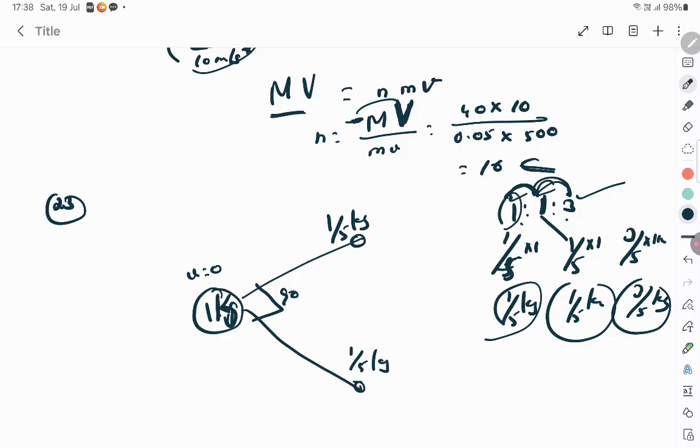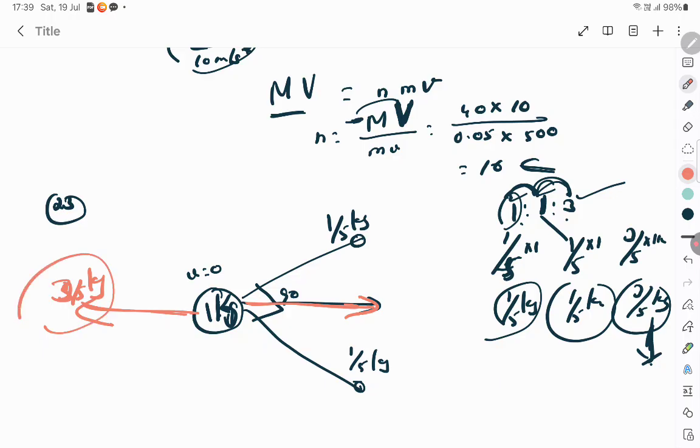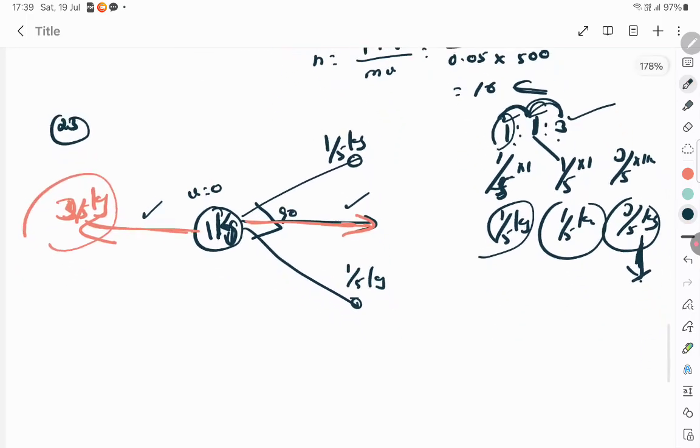What will be the velocity of the heavier fragment? Obviously this 3 by 5 kg, you should understand how it will fly. See, the resultant of these two equal fragments will be in this direction. Since the final momentum has to be 0, you can assume that the third fragment of 3 by 5 kg will be in this direction. Then this vector and this vector will cancel out and the net momentum will become equal to 0.